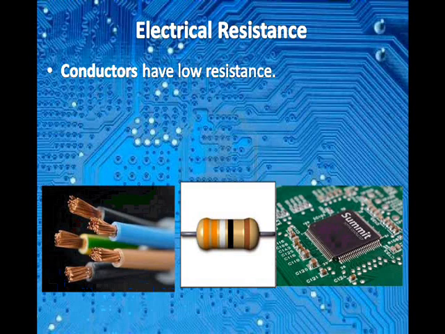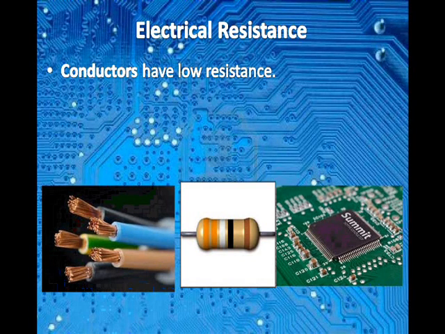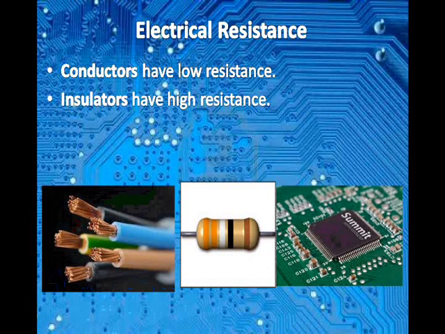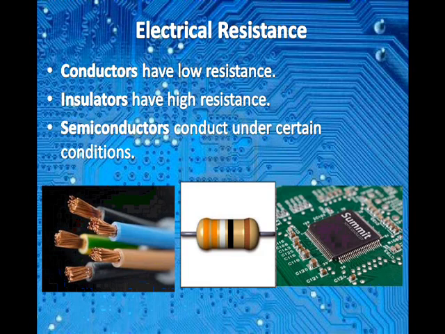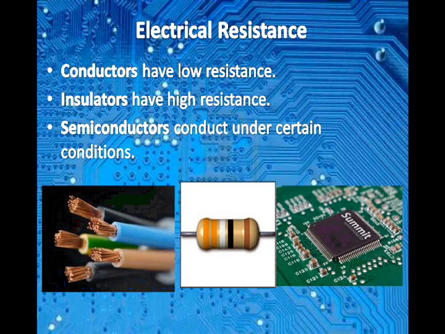Now, we've already talked about this, but conductors have a low resistance because charges flow freely, there's not much resistance there. Insulators have high resistance, that's what's slowing down the electric charges from moving. And then semiconductors are going to conduct electricity only under certain situations or certain circumstances, so not in every situation.